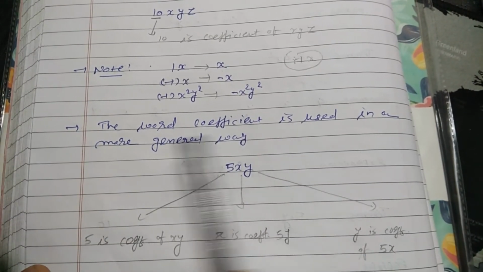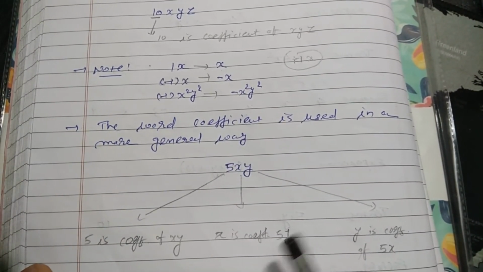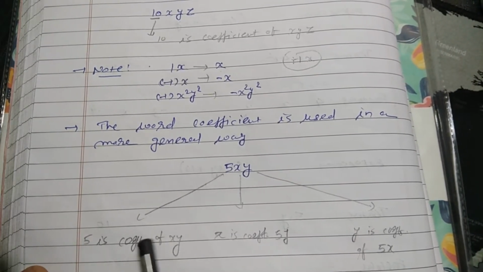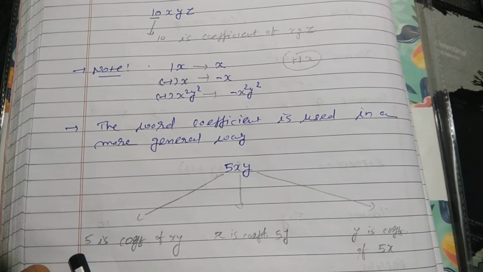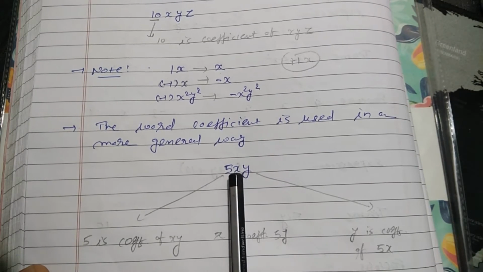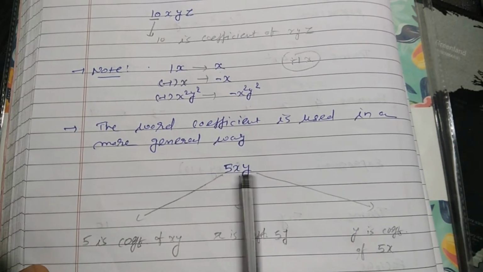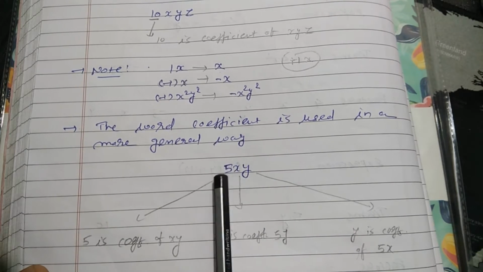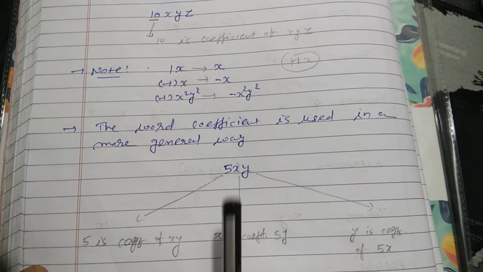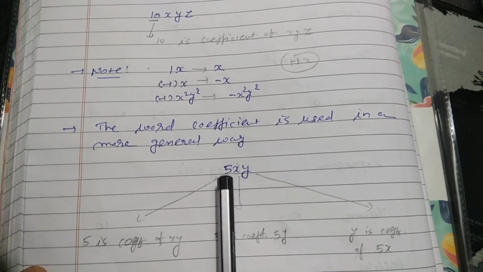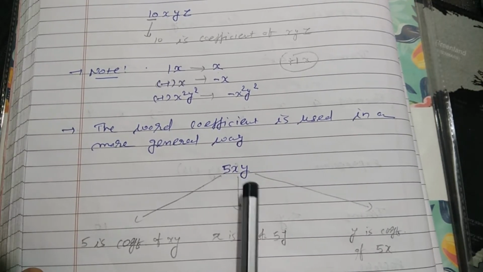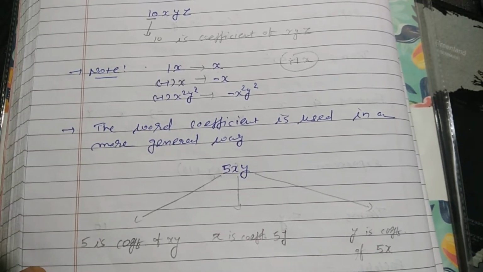Now the word coefficient is used in a more general way. That means if 5xy is there, you can say that 5 is a coefficient of xy. Here 5 is a numerical coefficient of xy, but you can also say that x is a coefficient of the other factors, that means 5 and y. So x is a coefficient of 5y and y is a coefficient of 5x. You can say that in the general sense, 5 is a coefficient of xy, x is a coefficient of 5y, and y is a coefficient of 5x.